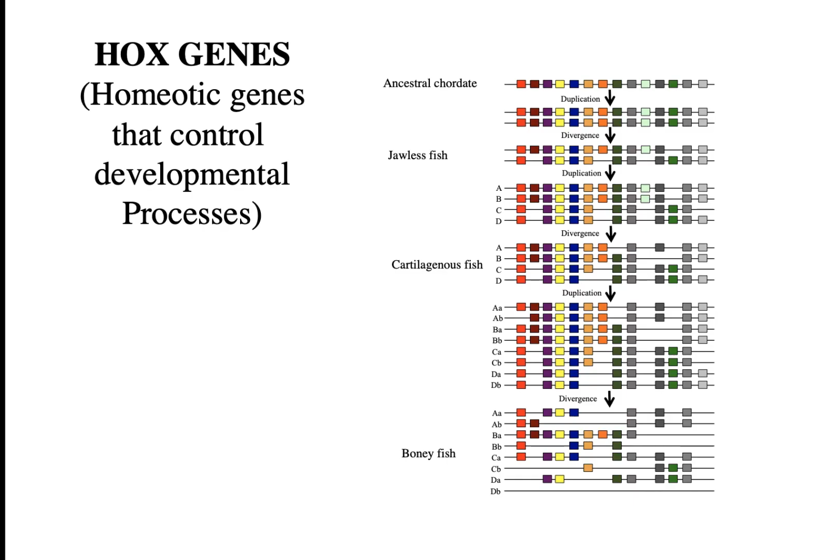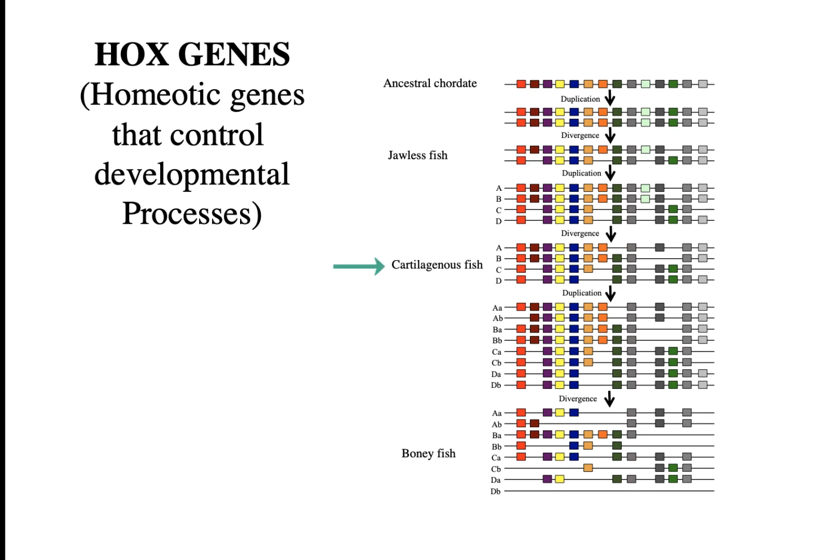As an example, Hox genes, which are homeotic genes that control developmental processes, if you look at an ancestral chordate at the top, they had a certain set of Hox genes, 14 different ones. And then if you go into jawless fish, what you find is they have 2 copies. And if you look at other genes, it's clear that there's been a genome duplication event. And in this case, then you get diversification so that some of those gene copies mutate to the point where they're no longer active anymore.